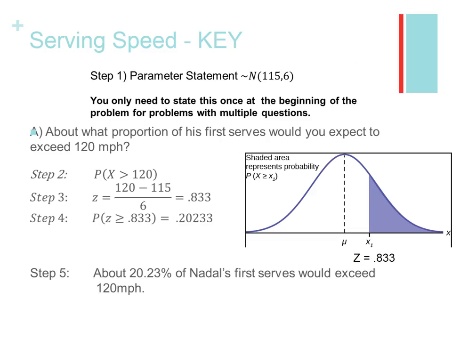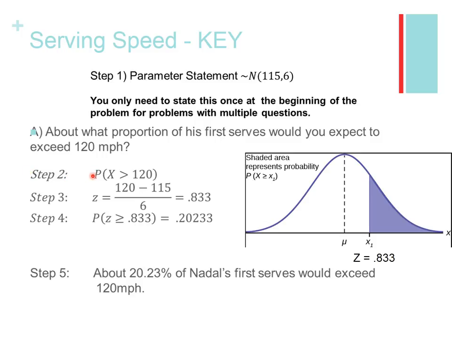Okay, so the first one, letter A, was what proportion of his first serves would you expect to exceed 120? All right, so when you have a question like this, you can put the parameter statement, telling the reader that it's approximately normally distributed with your mean and standard deviation, at the beginning. So if you have multiple parts to a question, you only need to write that once. That's totally fine. So what proportion of the serves would you expect to exceed 120?